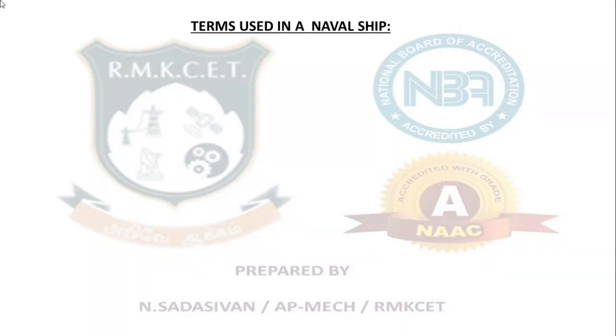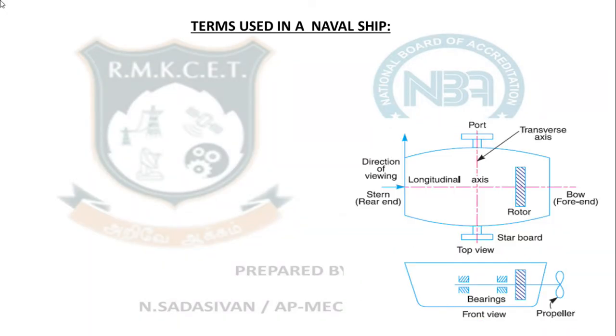So first let us know the terms used in a naval ship. This is a schematic diagram given in a textbook about a naval ship. This is your top view of a ship. When viewed from the top, your ship looks like this. When viewed from the front, if you stand in the harbor and see the ship, it will look like this. Okay. So your propeller is like this.